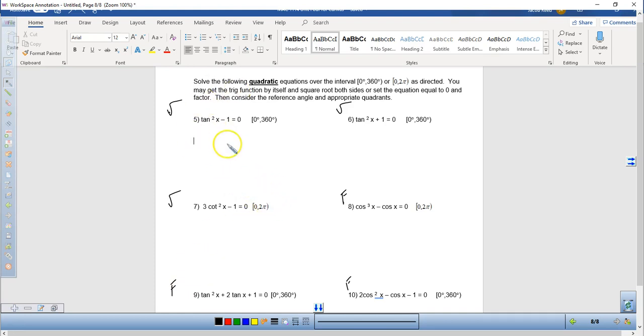Okay. So starting with the first one, I'm going to add 1. So tangent squared of x is equal to 1. And then I square root both sides. So tangent of x has got to equal plus minus 1. Since I took a square root of both sides, I do have plus minus. And we're talking about radians.